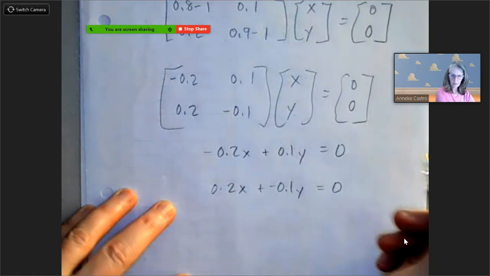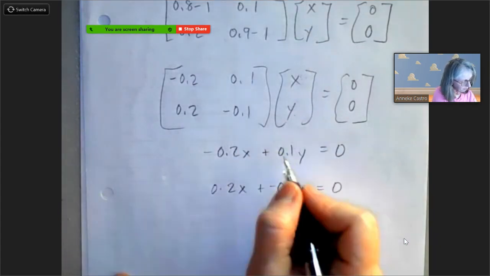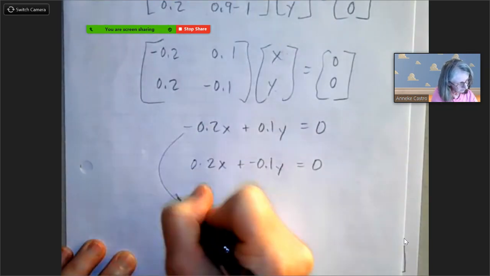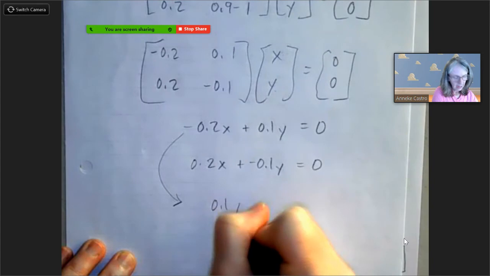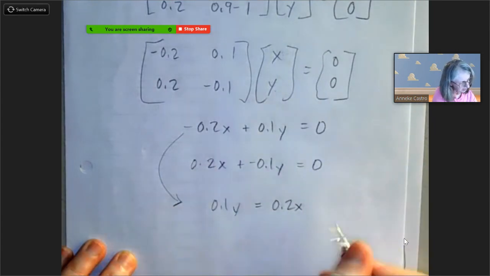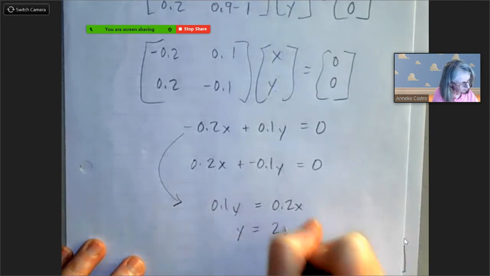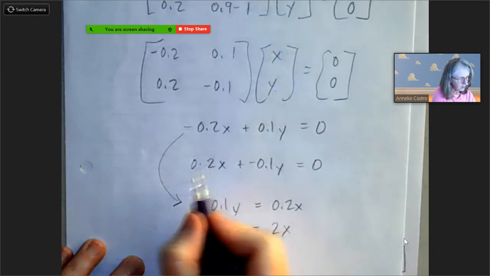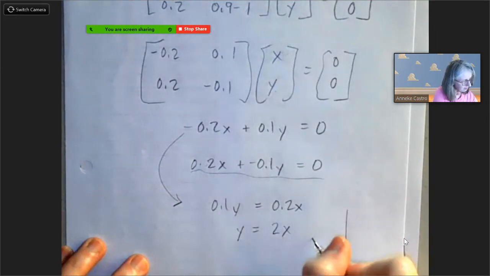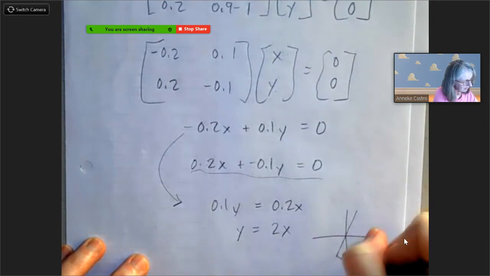But if we simplify these, okay, if I move my x over to the other side and then divide by 0.1, so let's go ahead and simplify this. So I'm going to get 0.1y is equal to 0.2x because I'm adding it to both sides. Divide by 0.1, I'm going to get y is equal to 2x. And if you simplify this one, you will get the exact same thing. Okay, so if I graph this line, y equals 2x, well, that would be like this.